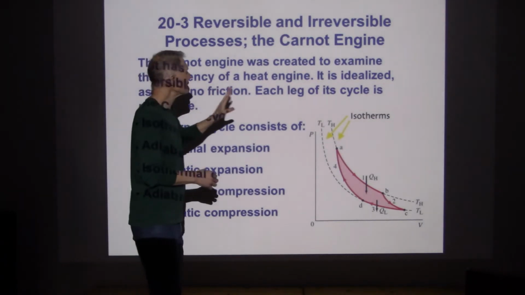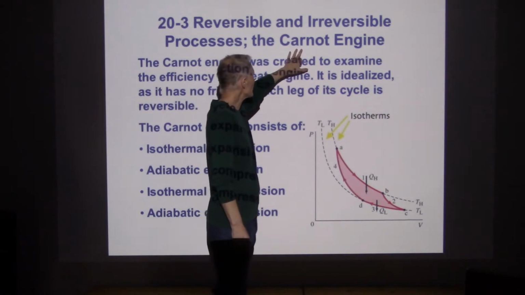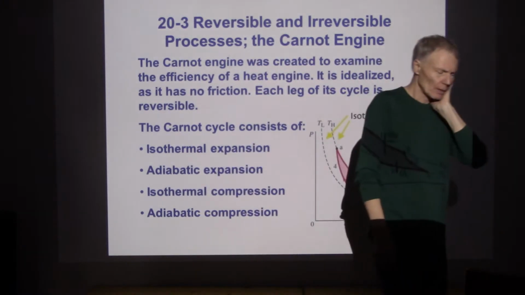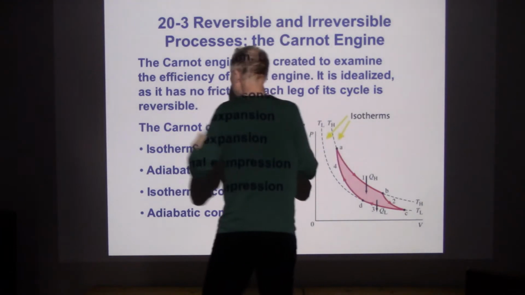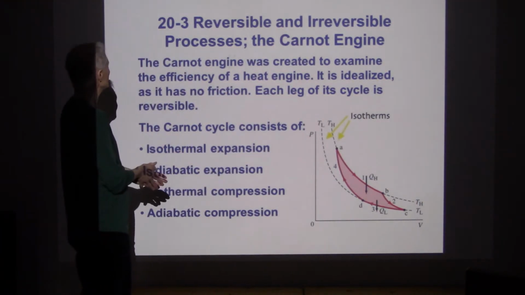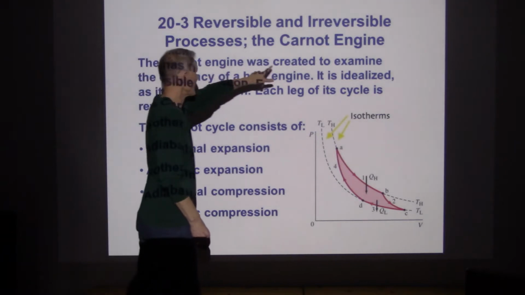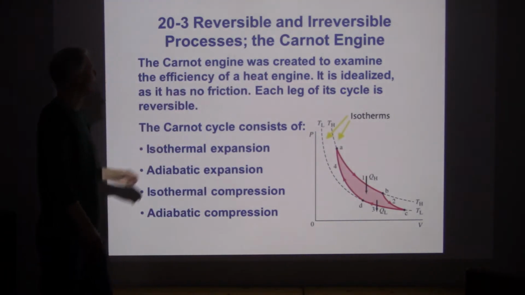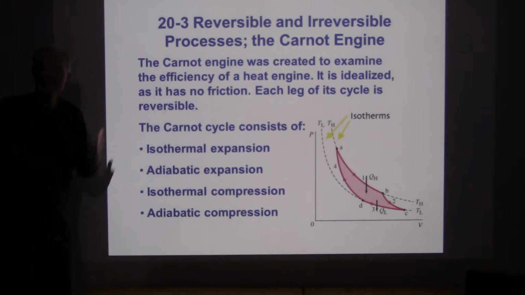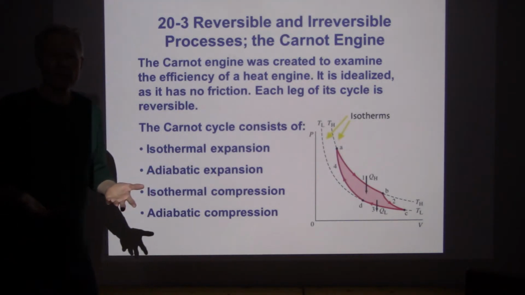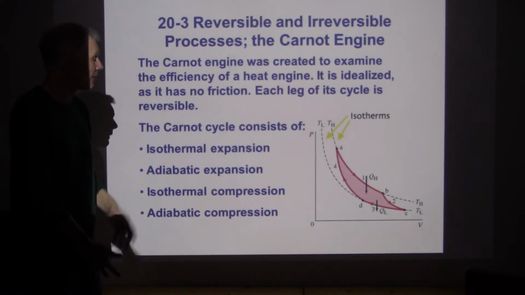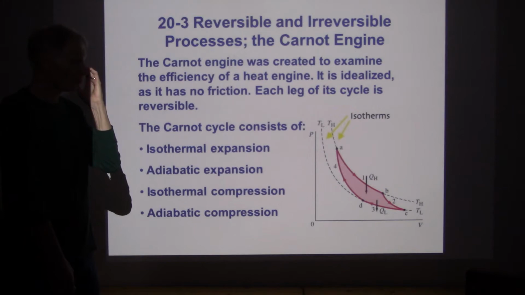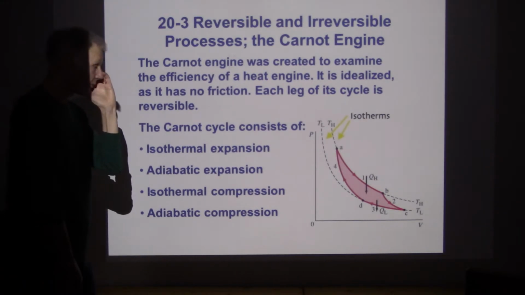Now there's one particular type of engine, it's referred to as a Carnot engine, that in some ways is really useful to analyze. And here's why. This is kind of a theoretical idea. Let me see what it says here. It says the Carnot engine was created to examine the efficiency of a heat engine. And in some sense, this Carnot engine is kind of a theoretical idea. So engineers try and develop engines that follow some of the things we're talking about here.